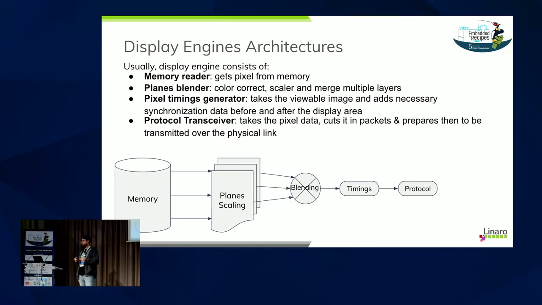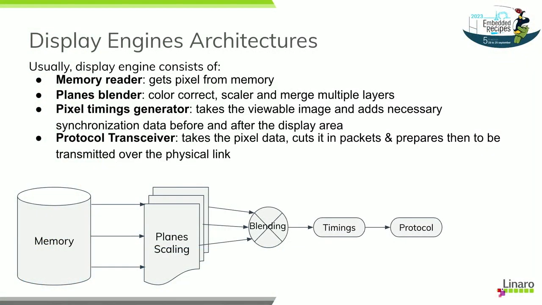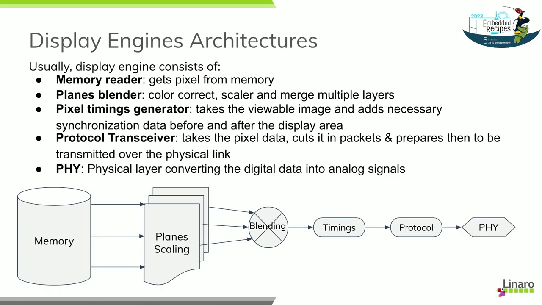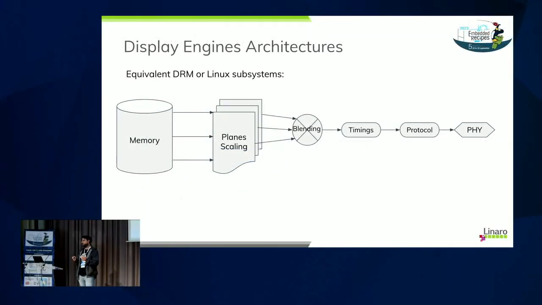And you put it in the protocol, so we call it a transceiver, because it takes timings, it generates digital data to be transmitted, and the file where you actually convert the digital data into analog data to be transmitted into wires. So in DRM or Linux subsystem, we have equivalent subsystems or namings.